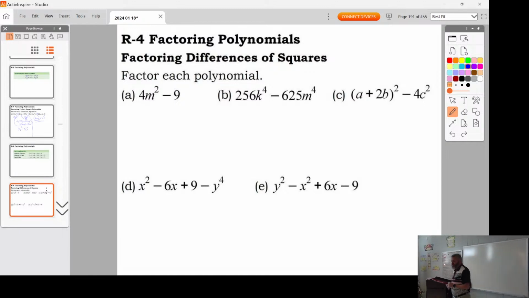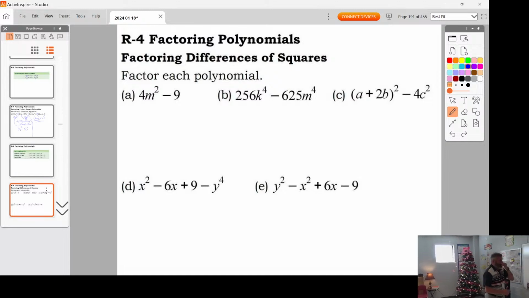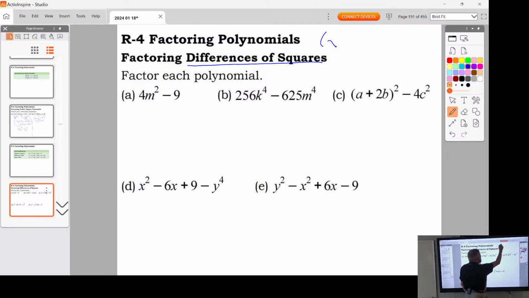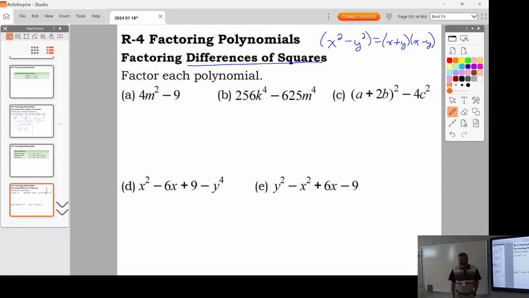Does 4m squared minus 9 look like one of our rules? What's it look like? It looks like a difference of squares. In fact, everything on this page is difference of squares. So remember, difference of squares is x squared minus y squared equals x plus y times x minus y. Once you determine what x and y are, you've got your answer.